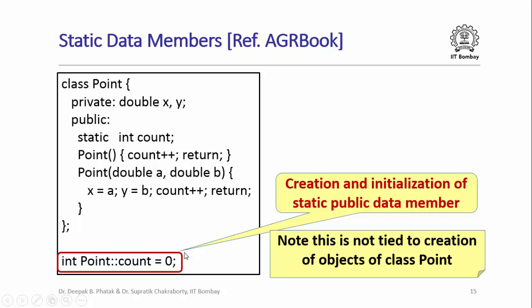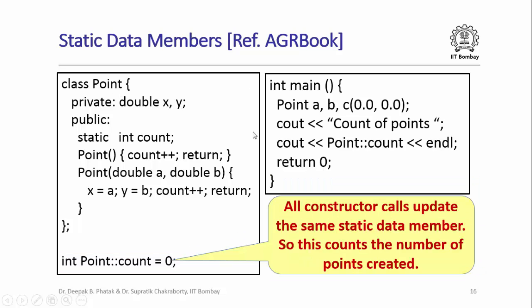As I said, this is not tied to the creation of any object of class point. This can get created even before the first object of class point gets created. Here is my main function. What do I do here?